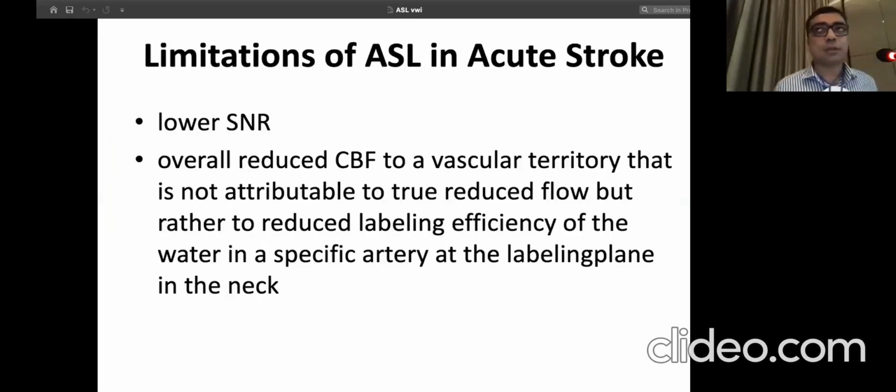So what are the limitations? Yes, probably they got a low SNR. Overall reduced CBF to a vascular territory that is not attributable to true reduced flow. We are overestimating. In my simplified view, it is like a TOF compared with the contrast MR angio. You are overestimating because of the time from the pulse being given till the blood comes out, the hydrogen ions get remagnetized, and what you see is not a true perfusion deficit. It's more than what was expected.